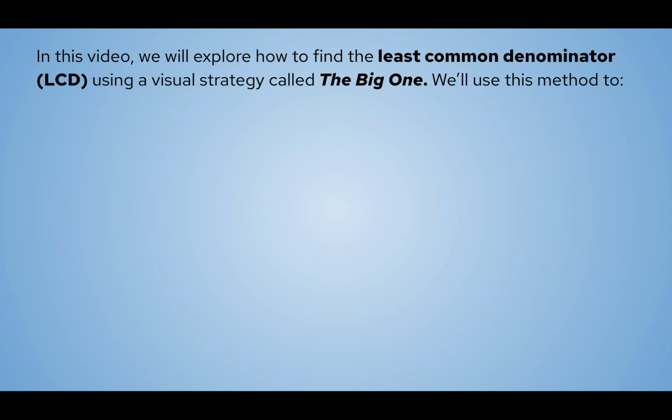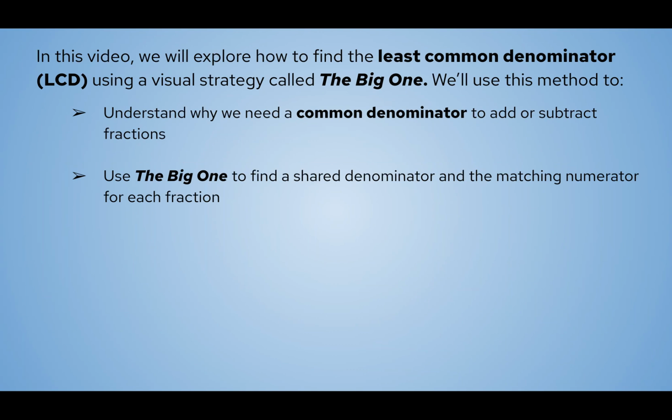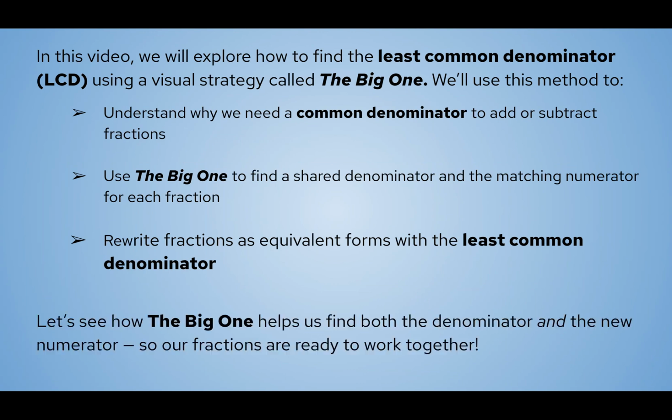So in this video, we're going to explore how to find the least common denominator using a visual strategy called the big one, and then we'll use this method to help us understand why we need a common denominator to add or subtract fractions. We're going to use the big one to find a shared denominator and the matching numerator for each fraction. And we're going to rewrite fractions as equivalent forms with the least common denominator. So let's see how the big one helps us both in finding the denominator and the new numerator, so our fractions are ready to work together.